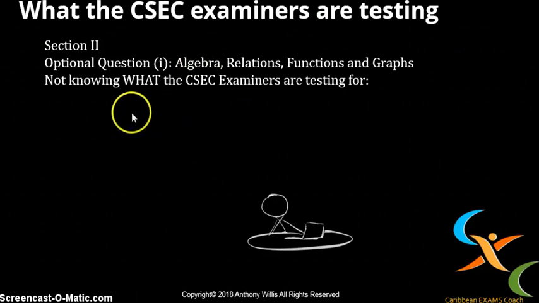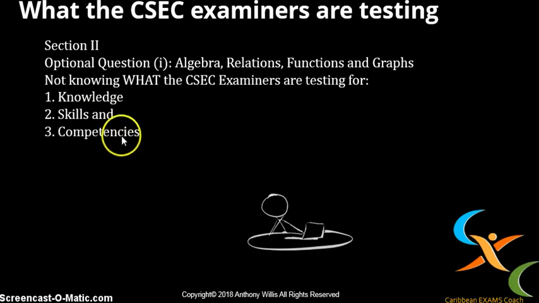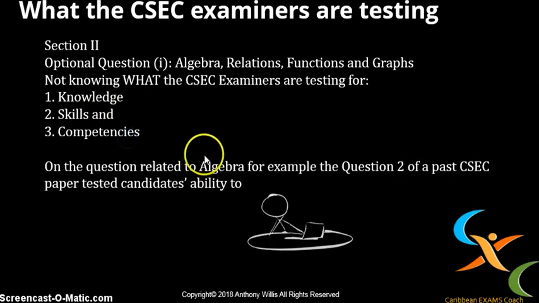The examiners want to know... Many students perform poorly because they do not know what the CSEC examiners are testing for. Well, they're testing your knowledge of the terms. For example, what is meant by a variable, what is meant by an unknown, what is meant by completion of the square, what is meant by a perfect square, and so on.